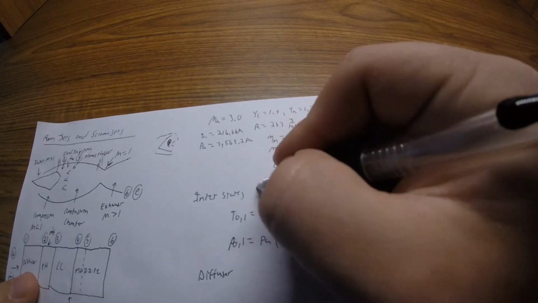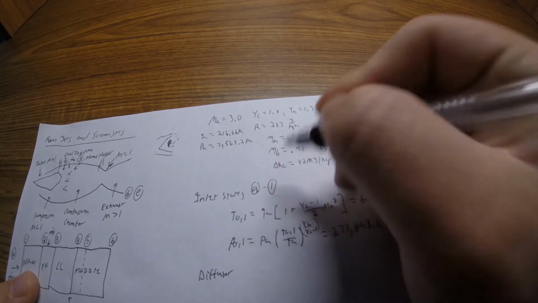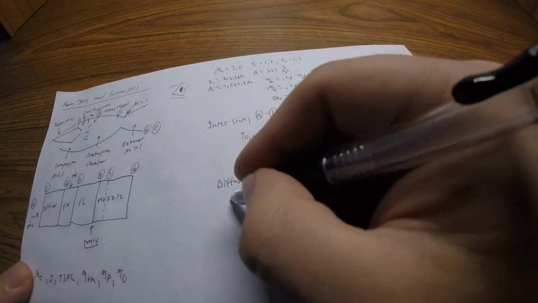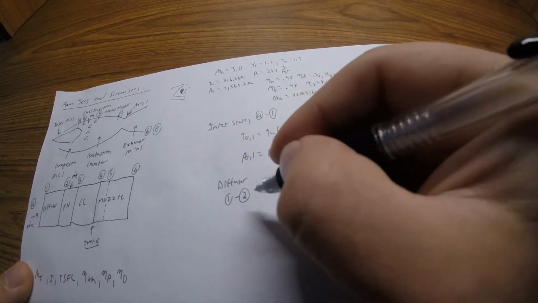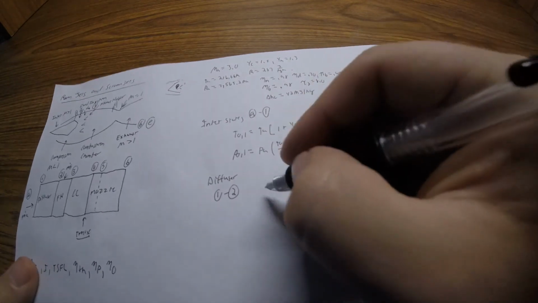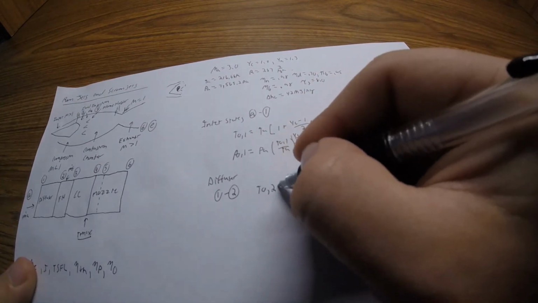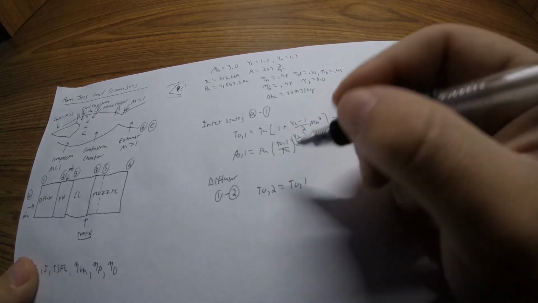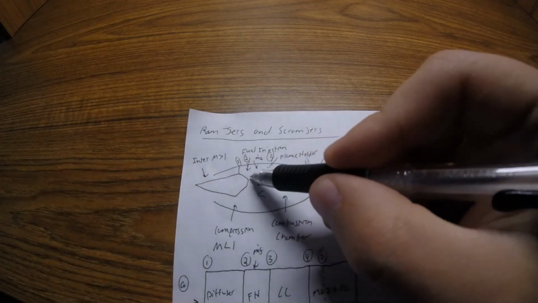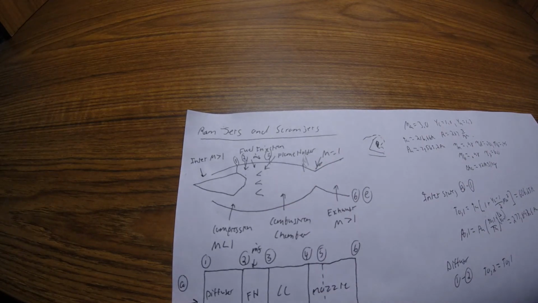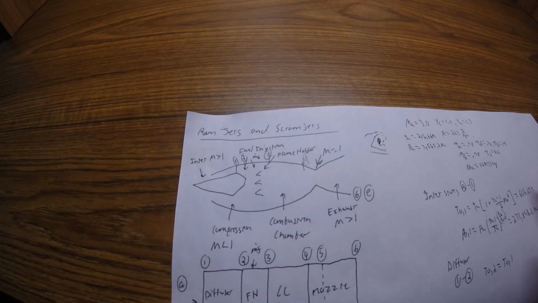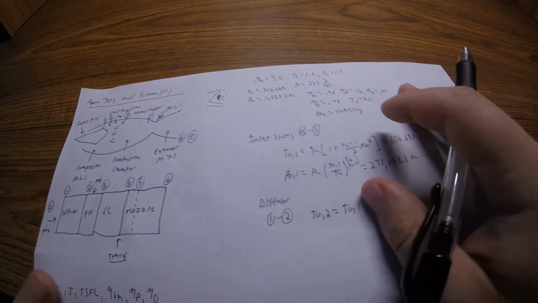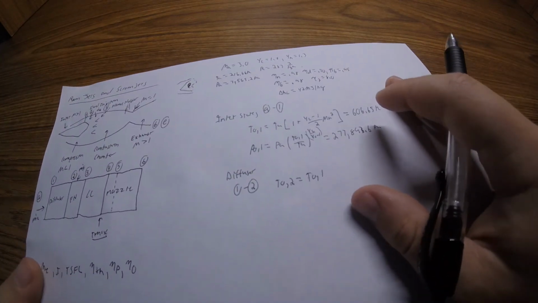So inlet states, we got A to 1. Now we got the diffuser, which would be about 1 to 2. And we could say that the temperature at the diffuser is about the same as the temperature at state 1. There's not a significant temperature decrease between that. But what there is going to be is a pressure decrease.